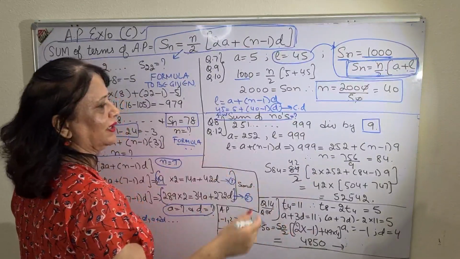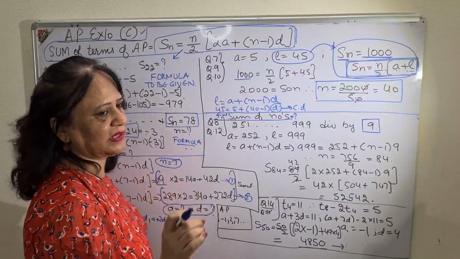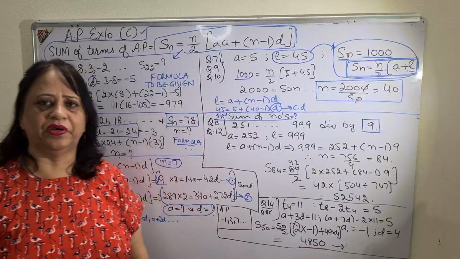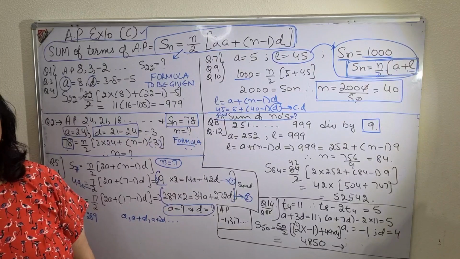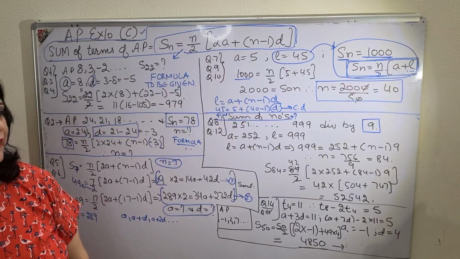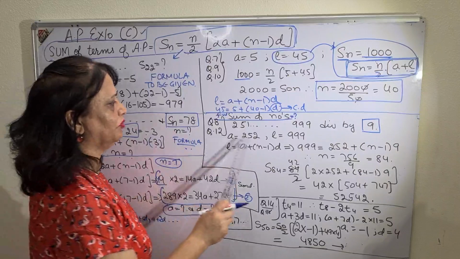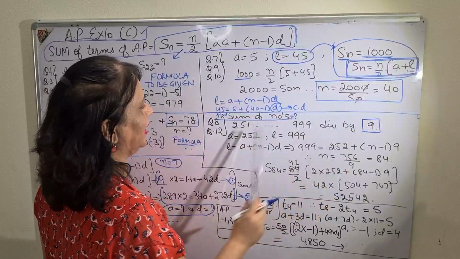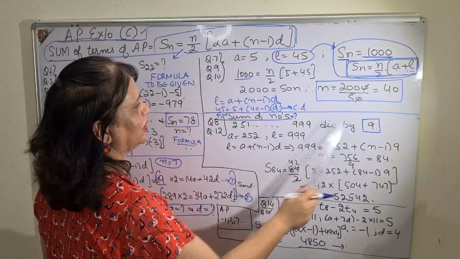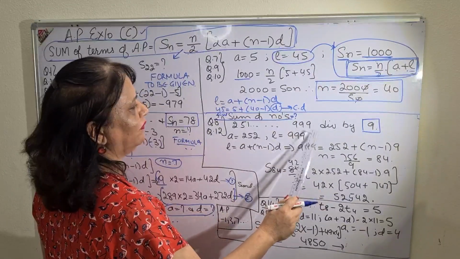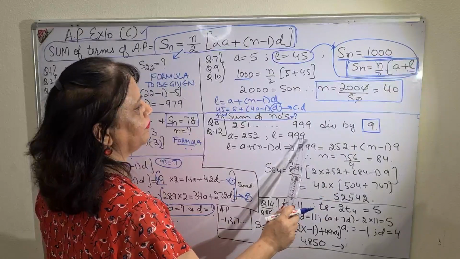And children, by practice, it comes out very nicely. You don't have to go further then, because when you practice, it comes to your mind. It is the hit and trial method. So the first term A will be 252. When you divide by 9, it is totally divisible. And the last term should be divisible by 9. So 999 is very obviously divisible by 9.